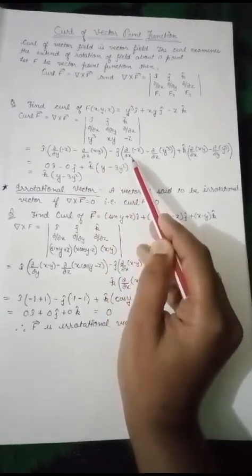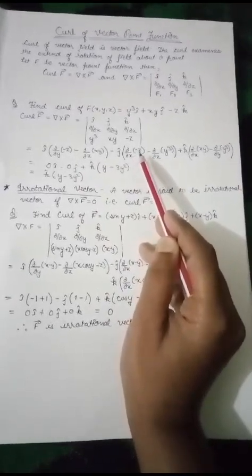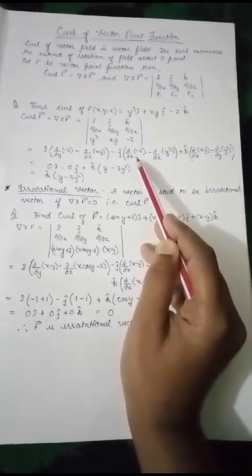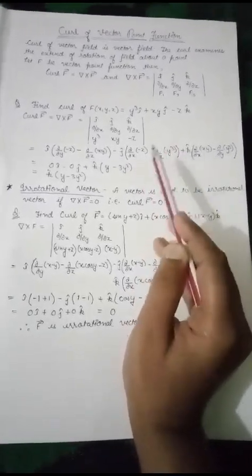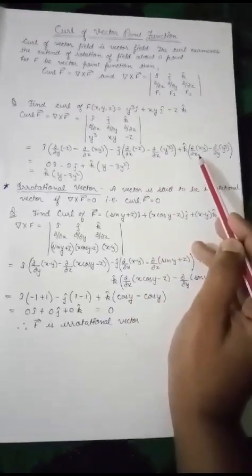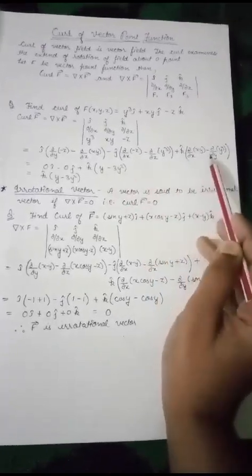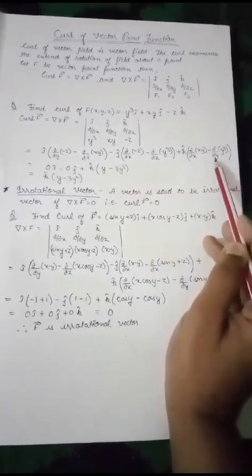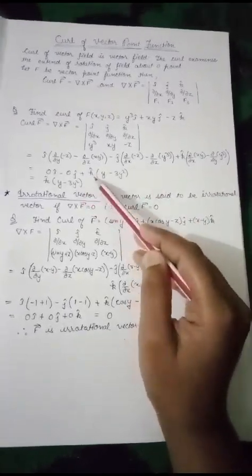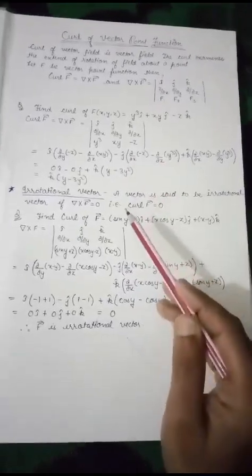And then for j cap, del by del x, we have to partially differentiate minus z with respect to x, so it will also be 0, and this will also be 0 similarly. Now the partial derivative of xy with respect to x: we take y outside, and the derivative of x becomes 1. Then the partial derivative of y cube with respect to y becomes minus 3y square. So this is the answer. Now I think you got it, how we find the curl.